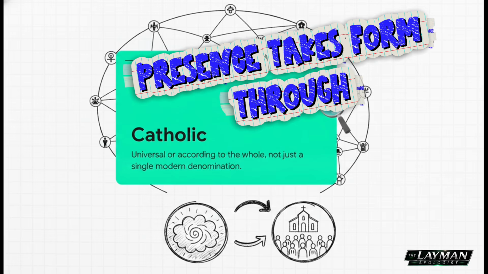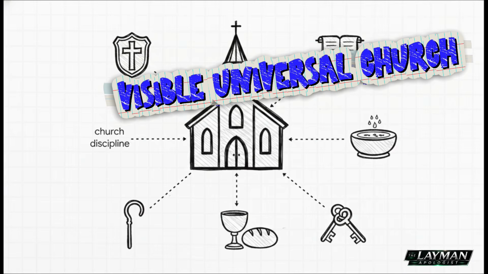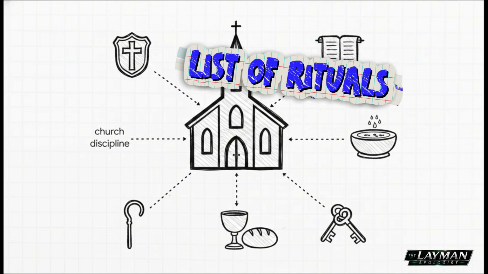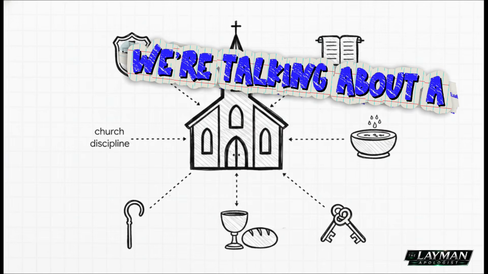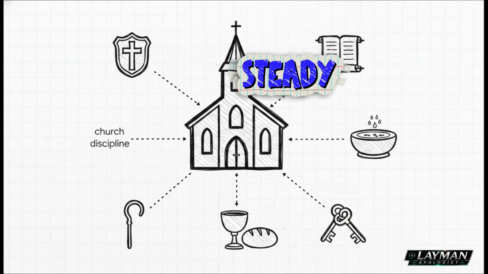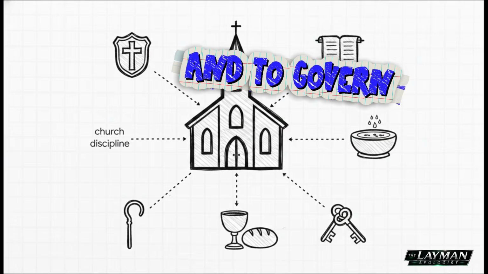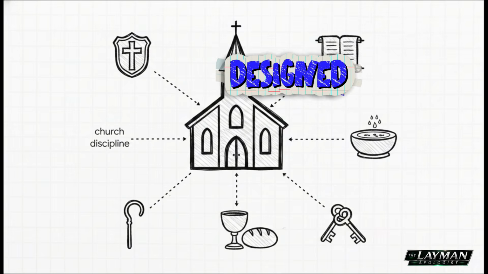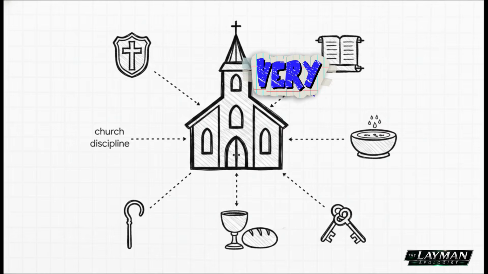And that public presence takes form through what our source material calls the biblical architecture of the church. See, Christ founded one visible universal church characterized by incredibly concrete practices. Instead of just a list of rituals, think of these as the defining traits of a recognizably public family. We're talking about a public confession of the apostolic faith, the steady proclamation of the word, baptism, the Lord's Supper, public ministers called to teach and to govern, and church discipline. These weren't meant to be the secret handshakes of some underground society, right? They were designed to make the church publicly identifiable, functioning much like a visible kingdom on earth with very clear borders and practices.